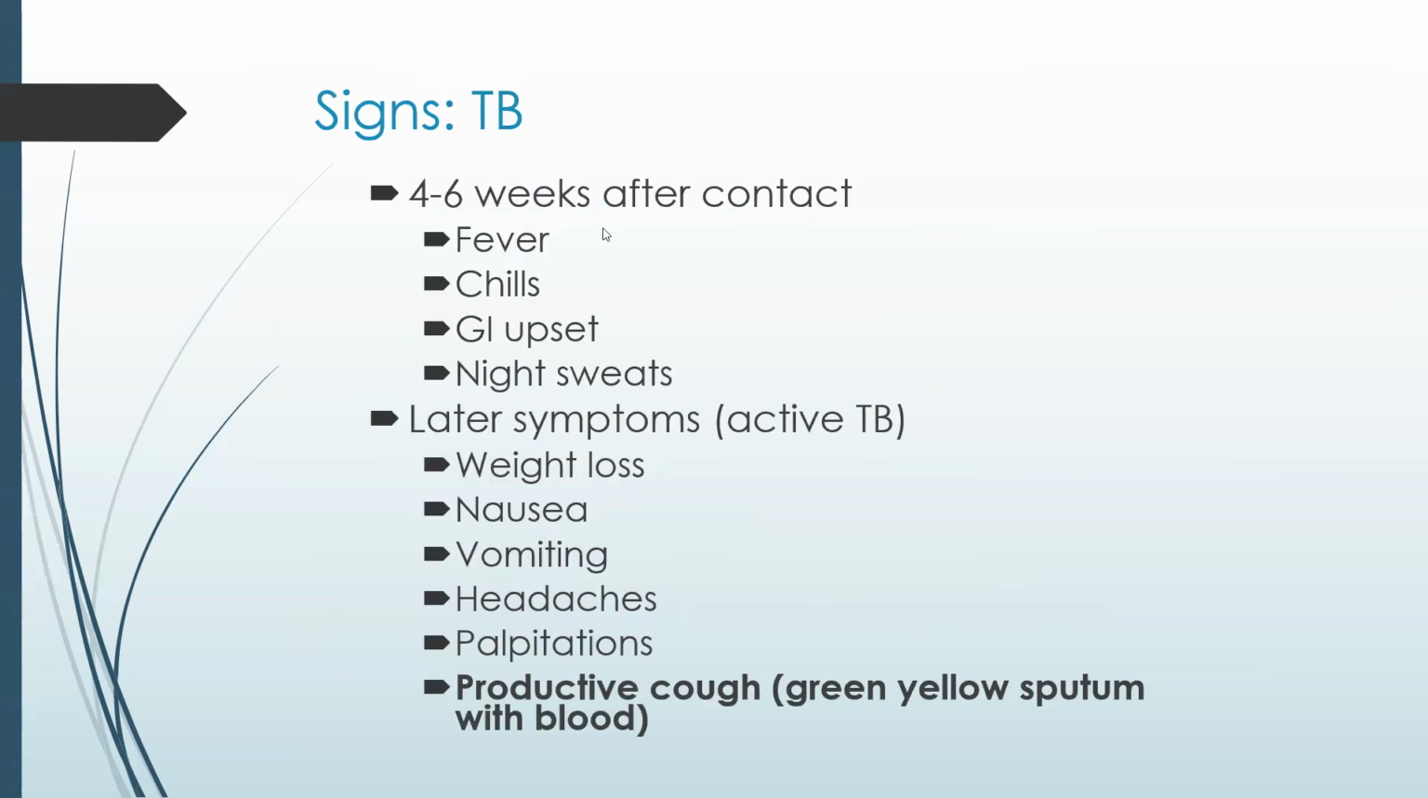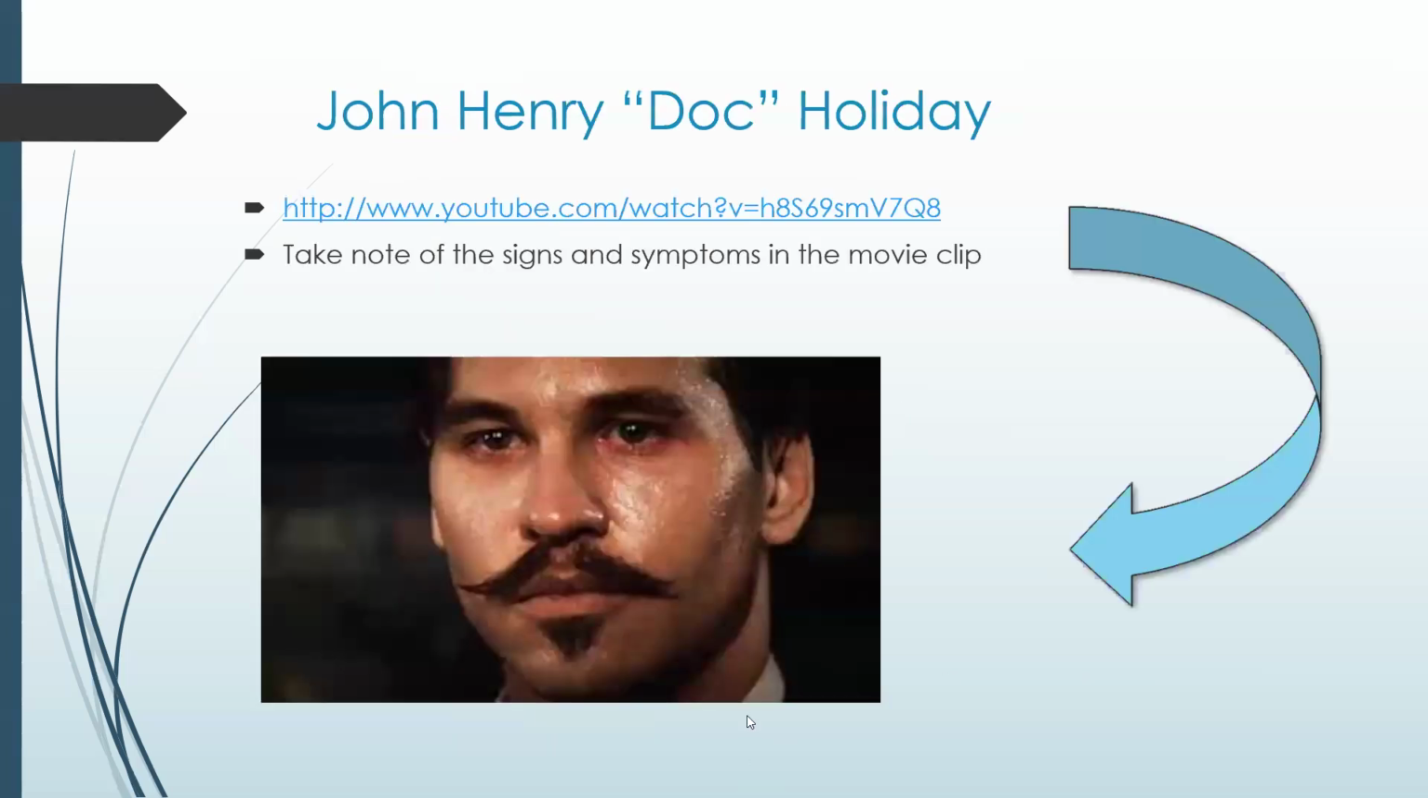Four to six weeks after prolonged contact, someone may experience fever, chills, GI upset, night sweats. Later symptoms, when somebody has active TB, especially if they're not getting it treated, are weight loss, nausea, vomiting, headaches, palpitations, and a productive cough, sometimes with bloody sputum.